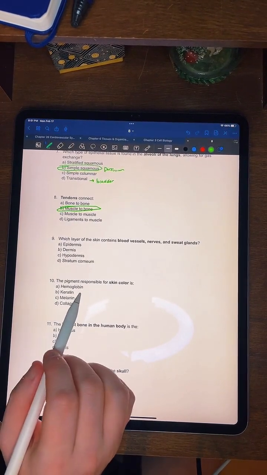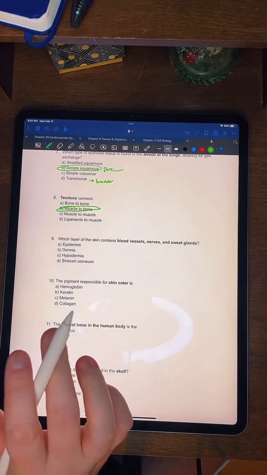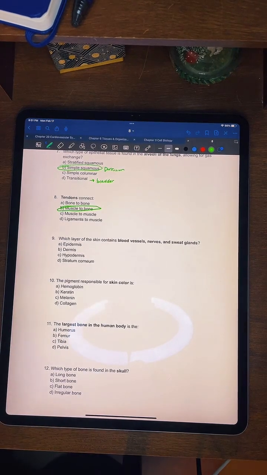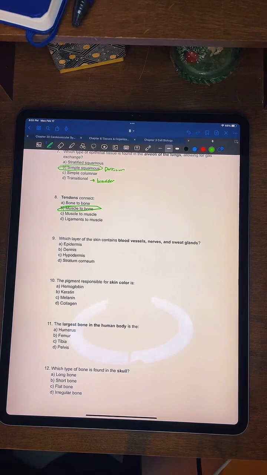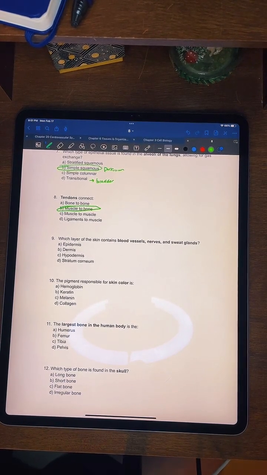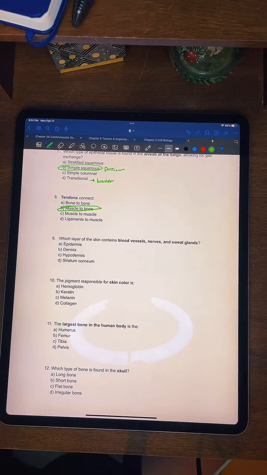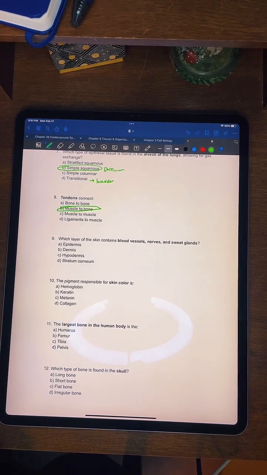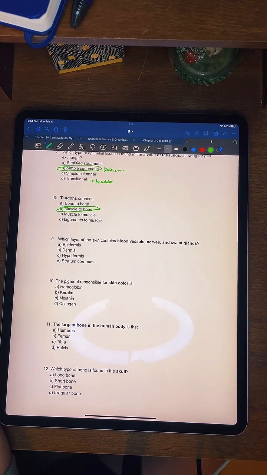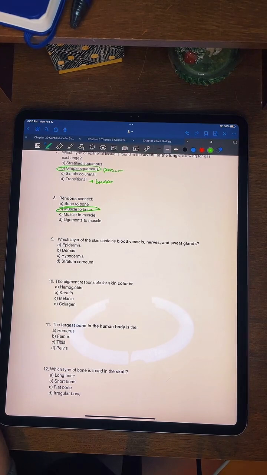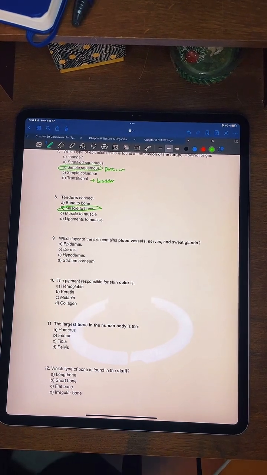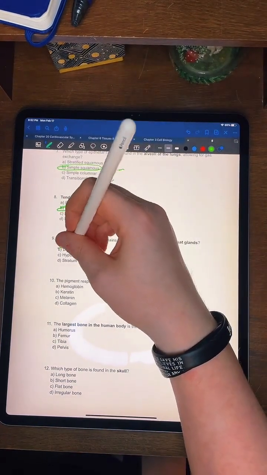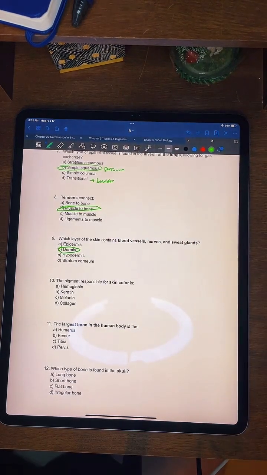Which layer of the skin contains blood vessels, nerves, and sweat glands? A, the epidermis, B, the dermis, C, hypodermis, and D, the stratum corneum. F is definitely not an answer choice. I'll give you guys a couple more seconds to answer the question. The answer is B, dermis. I was saying not D.